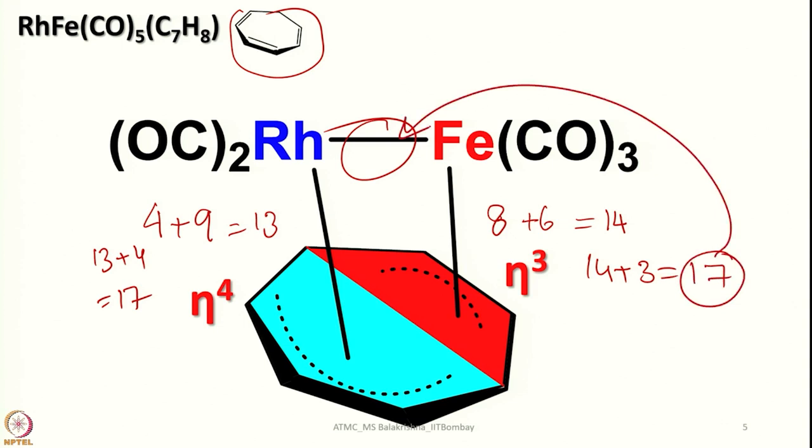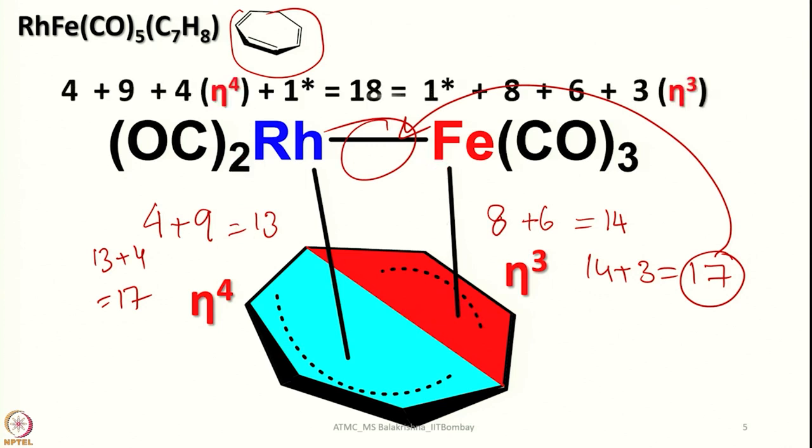So, now you can see very nicely. That means in order to satisfy the 18 electron rule in this heterodimetallic complex, cycloheptatriene binds in this fashion, having eta 4 towards rhodium and eta 3 towards iron. Okay, this explains very nicely, and you can see now both the metal atoms are obeying the 18 electron rule. And whatever I showed with a star, this represents the metal-metal bond.